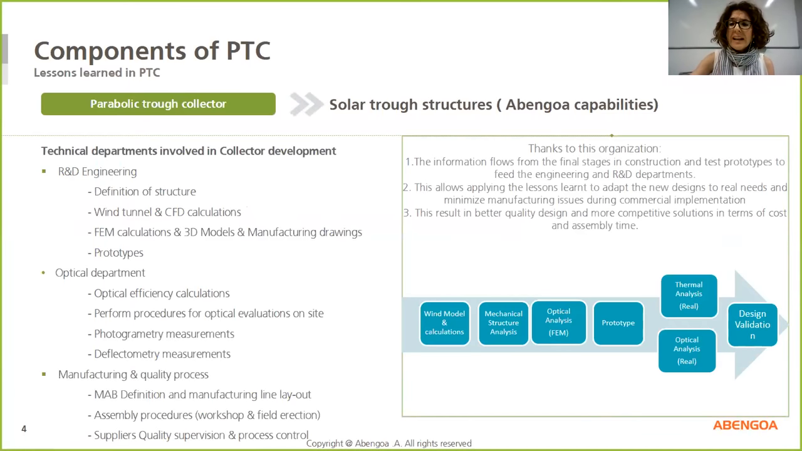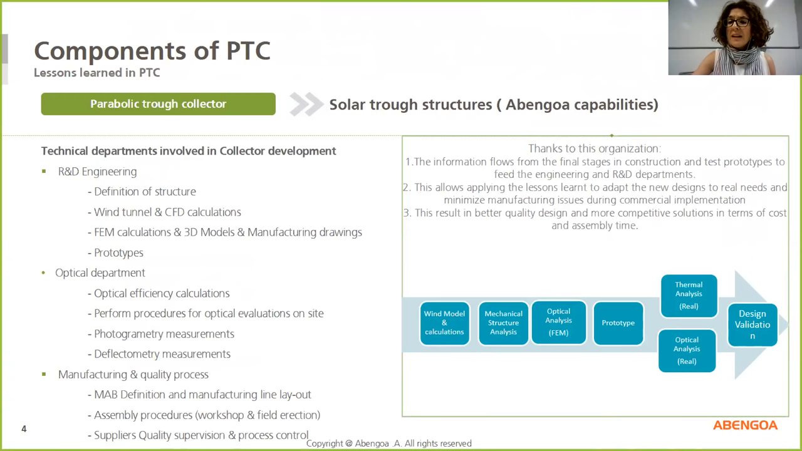Abengoa has an R&D engineering department continuously working on new collector designs. To do this, we use CFD models, wind tunnel tests, or FEM calculations in order to optimize new structures. If we have a new design validated by calculation, validation of a prototype in the field is a mandatory requirement. This validation must also approve the assembly procedure and optical efficiency.